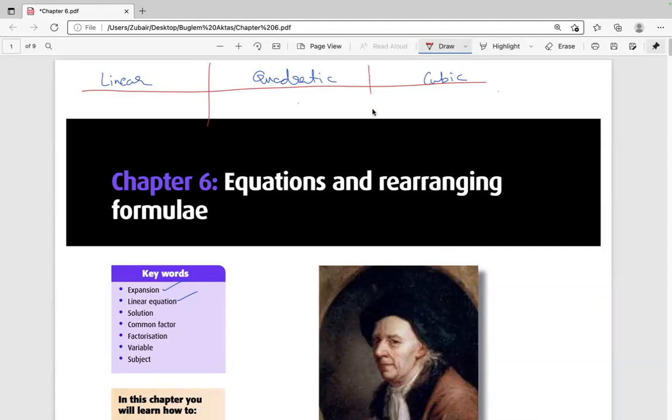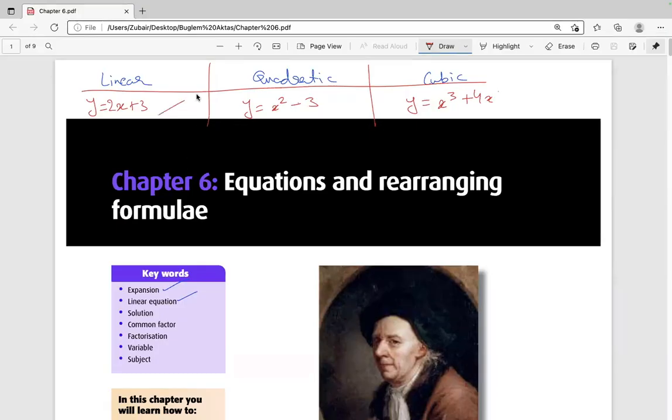Linear is the one which has x. It could be anything, but the power of x is always 1. Like we can write y equals x, or y equals 2x plus 3. Quadratic is with x to the power of 2, and cubic is x to the power of 3. It can have other terms including x as well, but the maximum power would be 3.